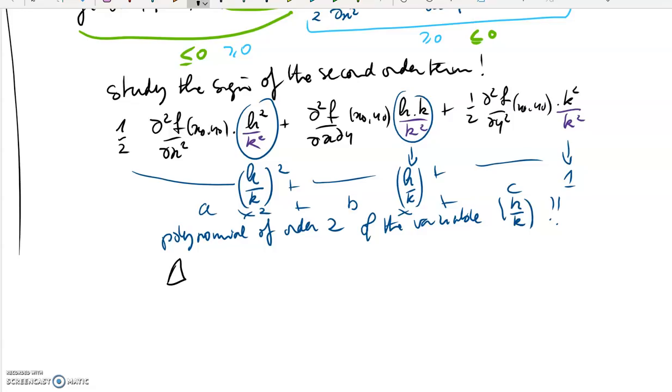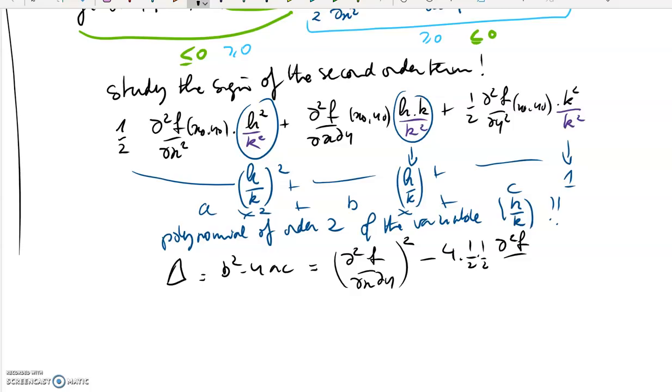The delta of this polynomial is b squared minus 4ac. So that's going to be d2f dx dy, squared, minus 4 times 1 over 2 times 1 over 2, the coefficients, times the product d2f dx square times d2f dy square. So what's happening then? You have three cases: delta greater than 0, delta smaller than 0, delta equal to 0. Let's study what's happening in those three cases.